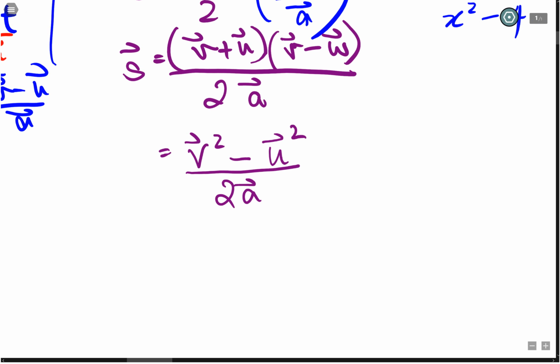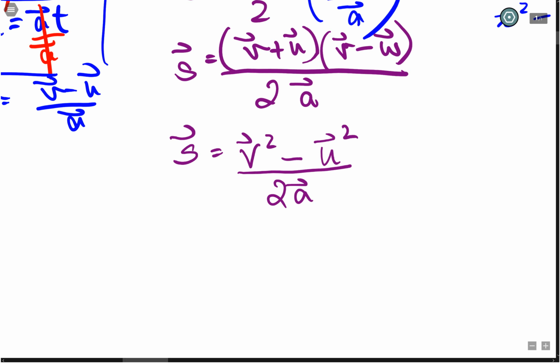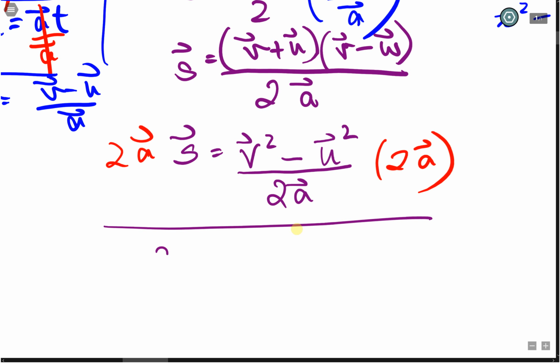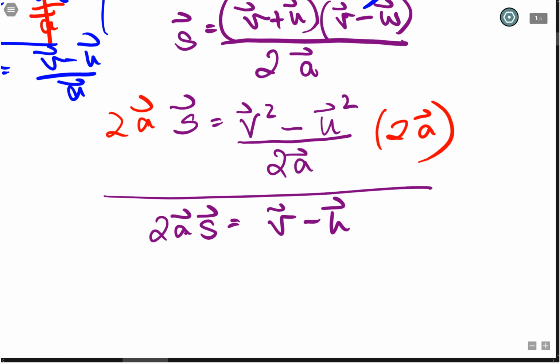We're getting closer to what we want. If we want to make our equation look like the kinematics equation, we're going to have to multiply both sides by 2a. We are going to end up as a result with 2as equal to final velocity squared minus initial velocity squared. Last but not least, we got to move initial velocity squared to the other side. I forgot the squares earlier.